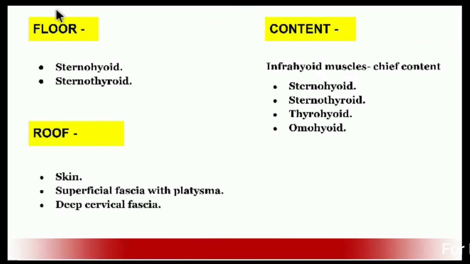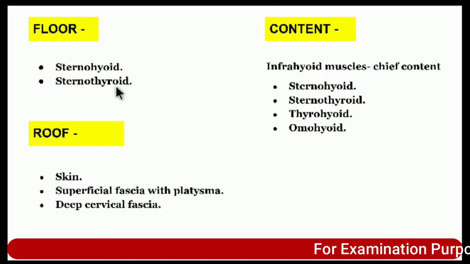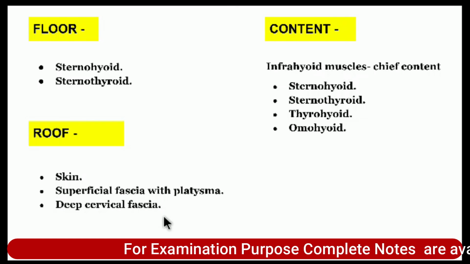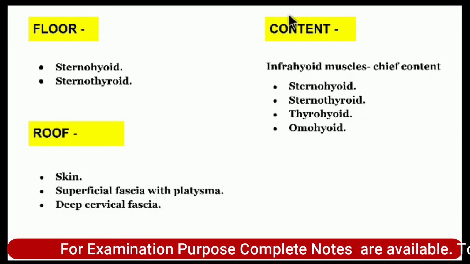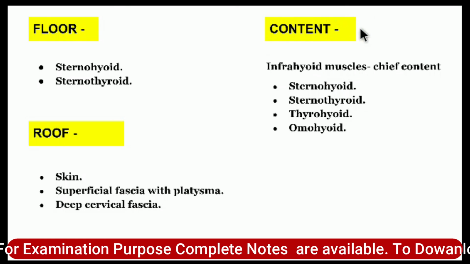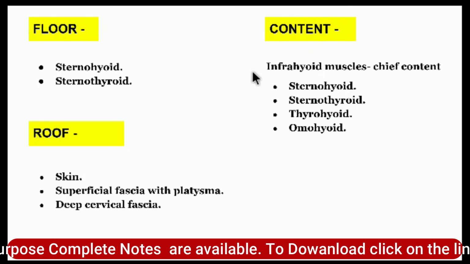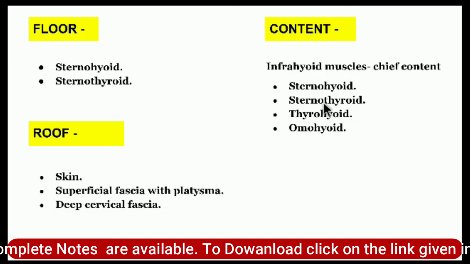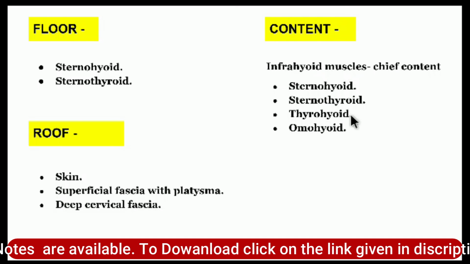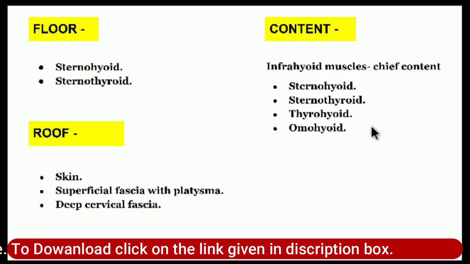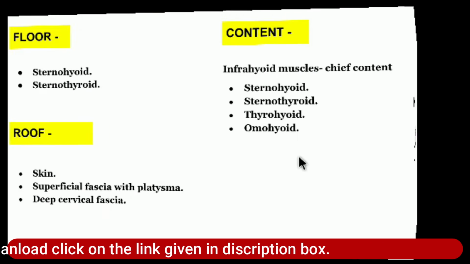The floor of the muscular triangle is formed by sternohyoid and sternothyroid, and the roof is formed by skin, superficial fascia with platysma, and deep cervical fascia. The contents. Here the contents are important. The chief contents are the infrahyoid muscles: sternohyoid, sternothyroid, thyrohyoid and omohyoid. These 4 are the infrahyoid muscles.